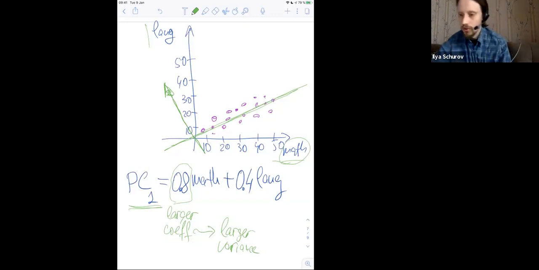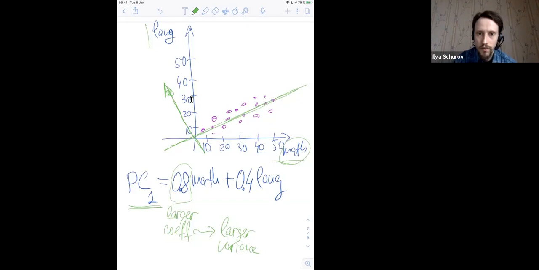Now let me show you some computer-generated pictures, if I find them. Just a second.